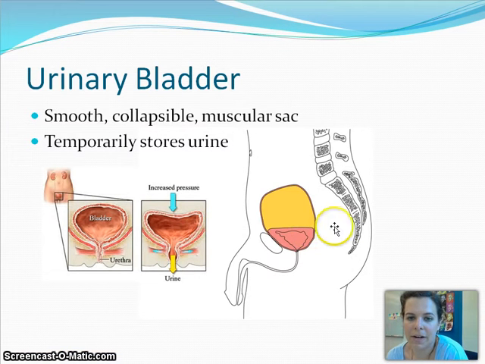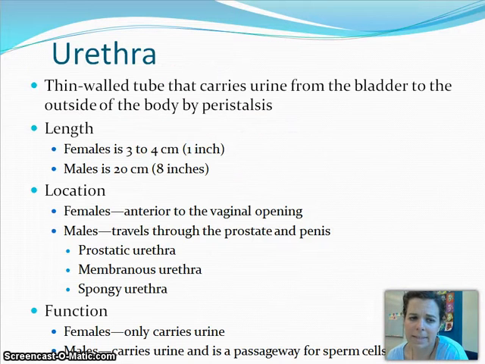And so here's the urinary bladder. It's a smooth, collapsible muscular sac. When it's empty, it's about this size, and when it's full, you can see just how big the bladder can become. So it temporarily stores urine until it exits through the urethra.